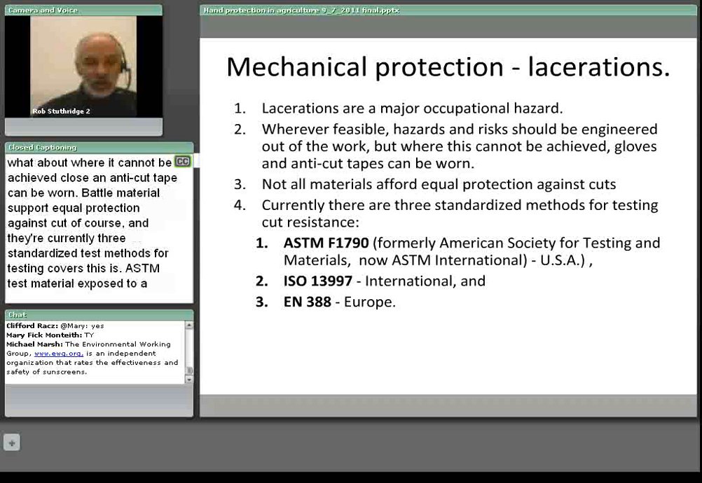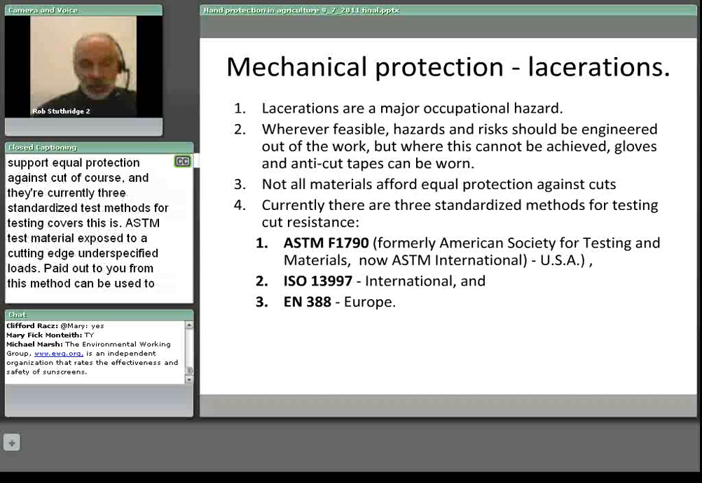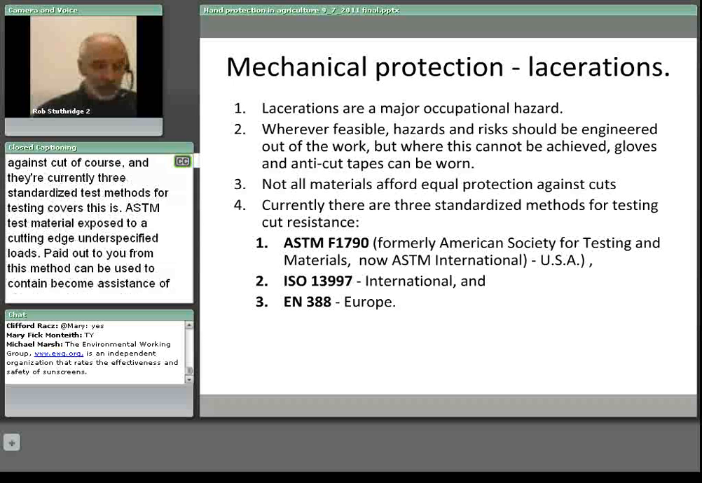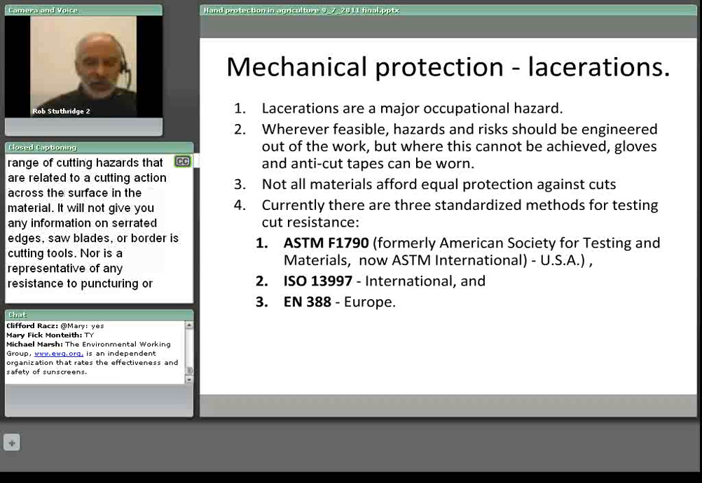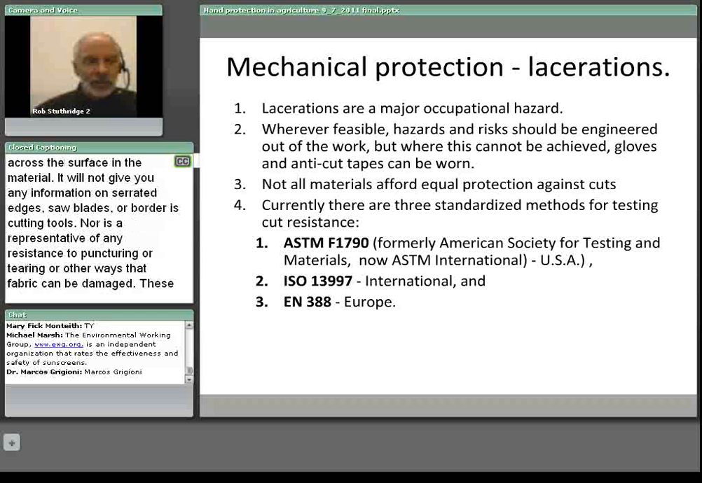ASTM F1790 only addresses that range of cutting hazards that are related to a cutting action across the surface of the material. It's not going to give you any information related to serrated edges, saw blades, or motorized cutting tools, nor is it representative of any resistance to puncturing or tearing or other ways that fabric can be damaged. So these tests only offer an objective cut resistance guide within certain restricted areas. They're useful, but maybe not a complete answer to protecting the hands.